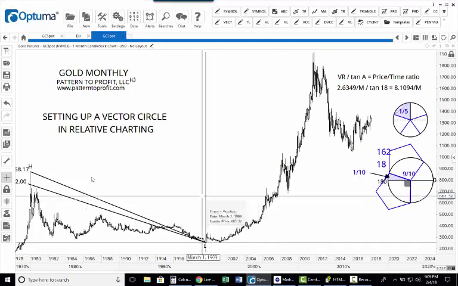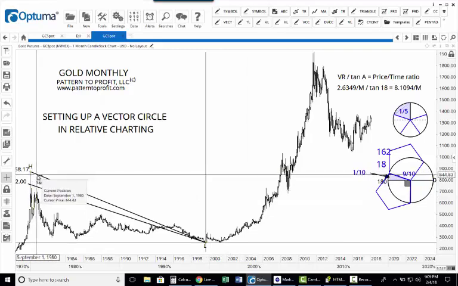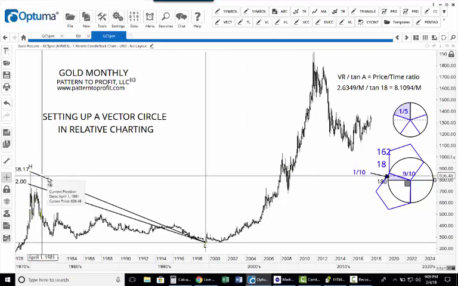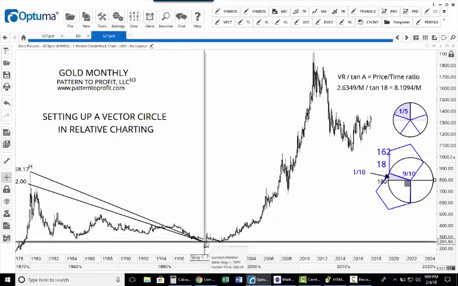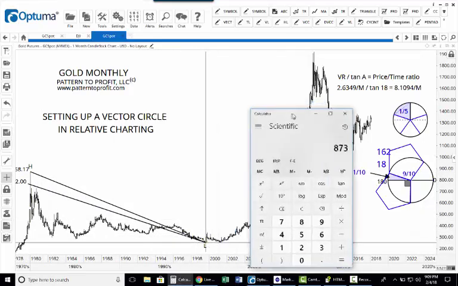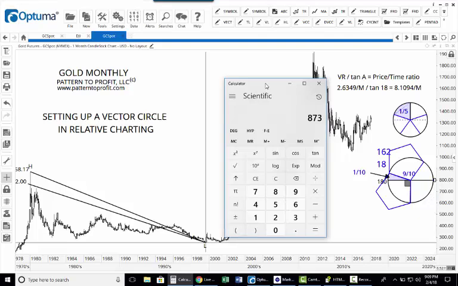To figure this out, we take the vector ratio, which is the amount of price per unit of time that it chugged along on average to get to the low. So you can use a calculator. If you have a measuring tool, by all means use it. I'll show you how to do this without one. Price of the high is $873. We will subtract the low, which is $253.80.